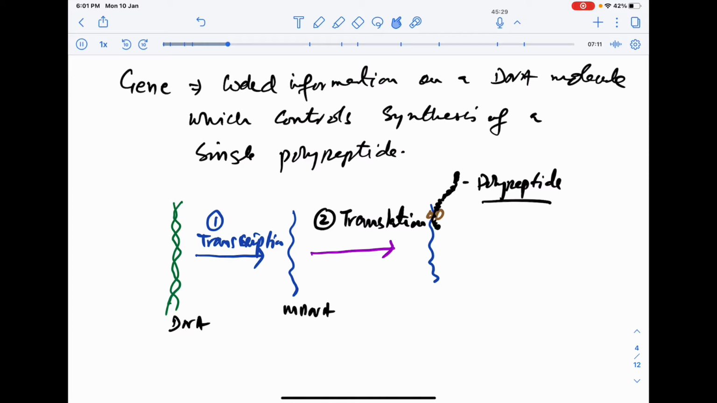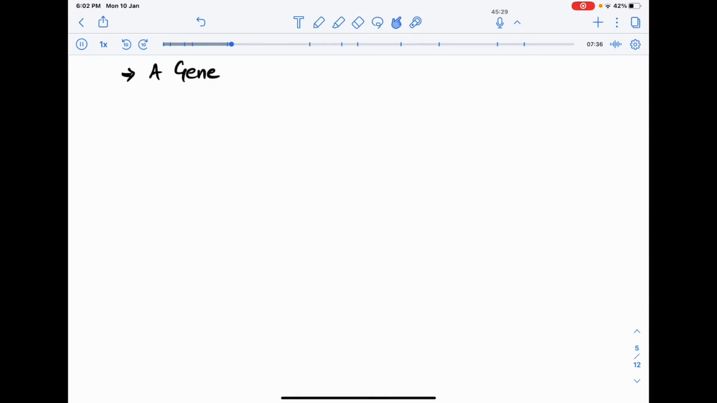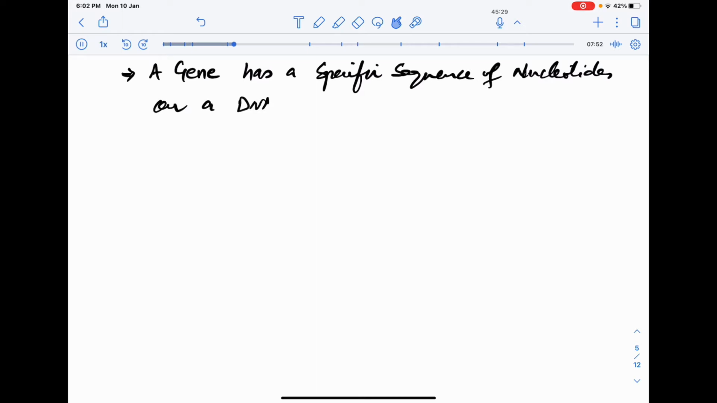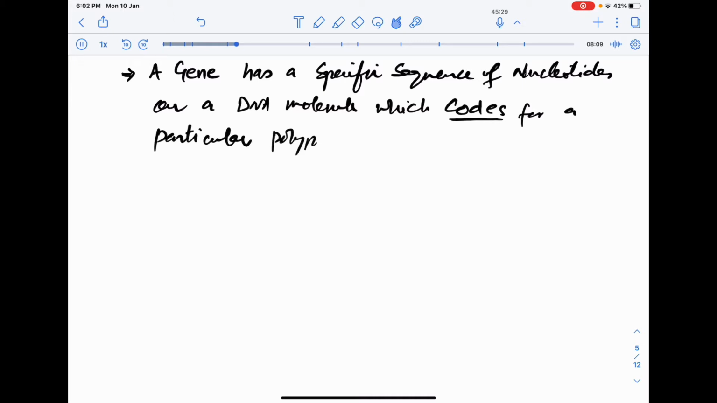So as you already know, a gene has a specific sequence of nucleotides on a DNA molecule that codes for a particular polypeptide. I have already defined a gene, but let's see, a gene has a specific sequence of nucleotides on a DNA molecule which codes for a particular polypeptide.